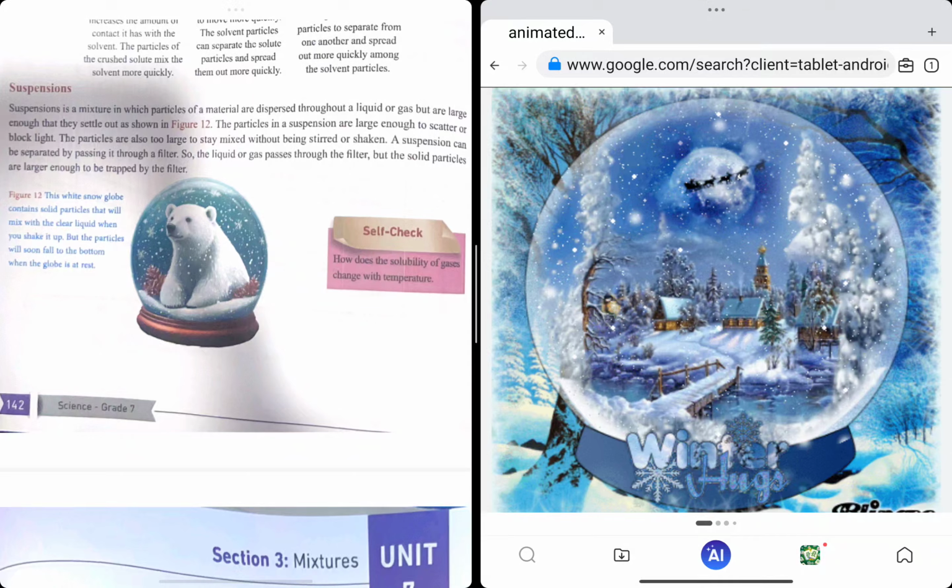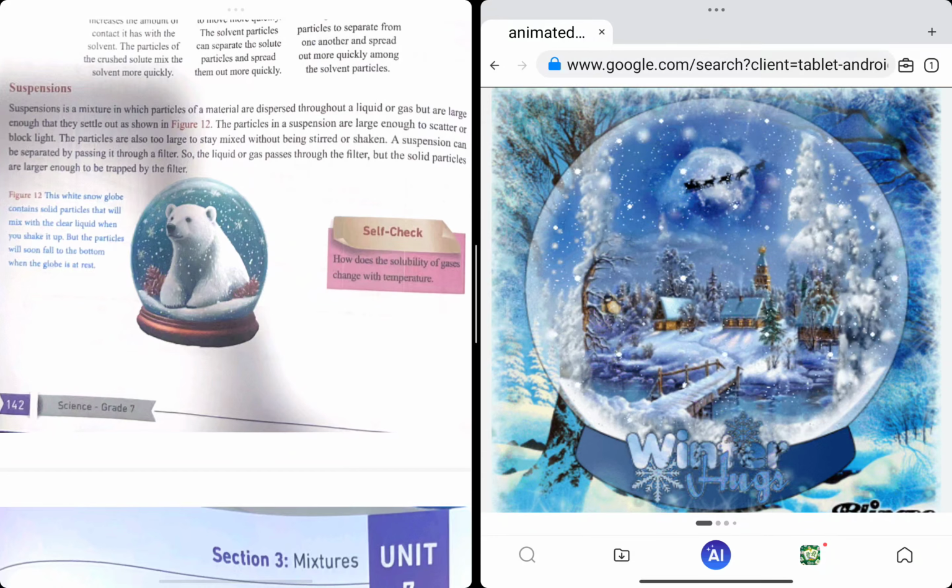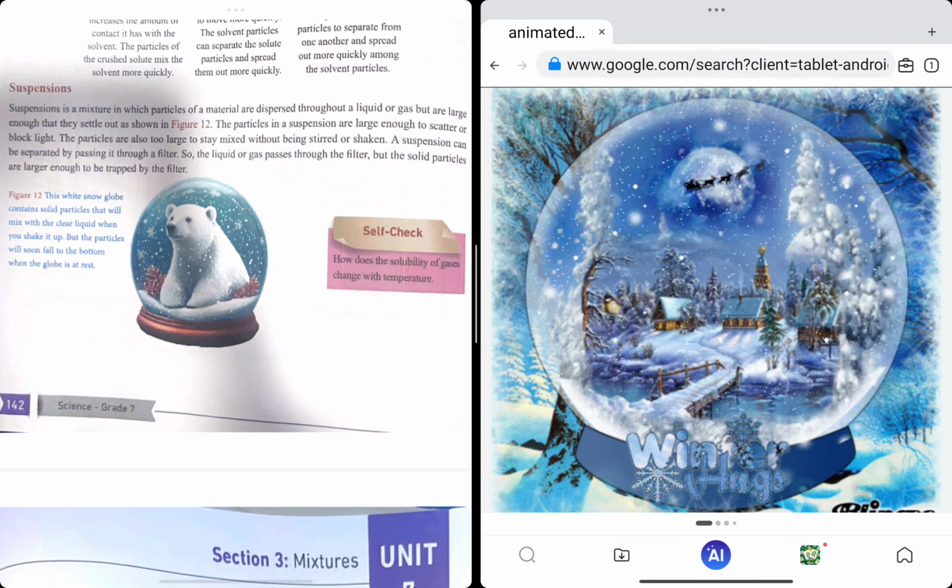Dear students, I hope you're doing well. In today's science lesson, we studied mixtures and we will focus on two important types, which are suspensions and colloids.